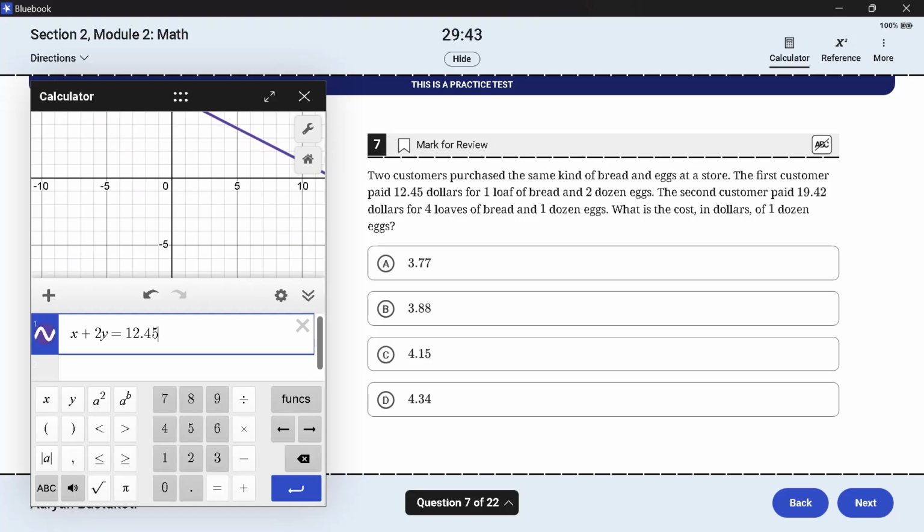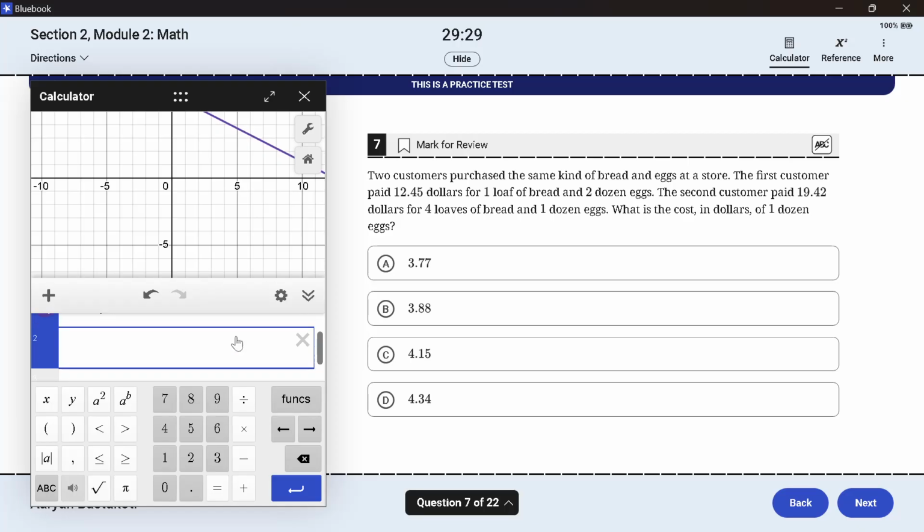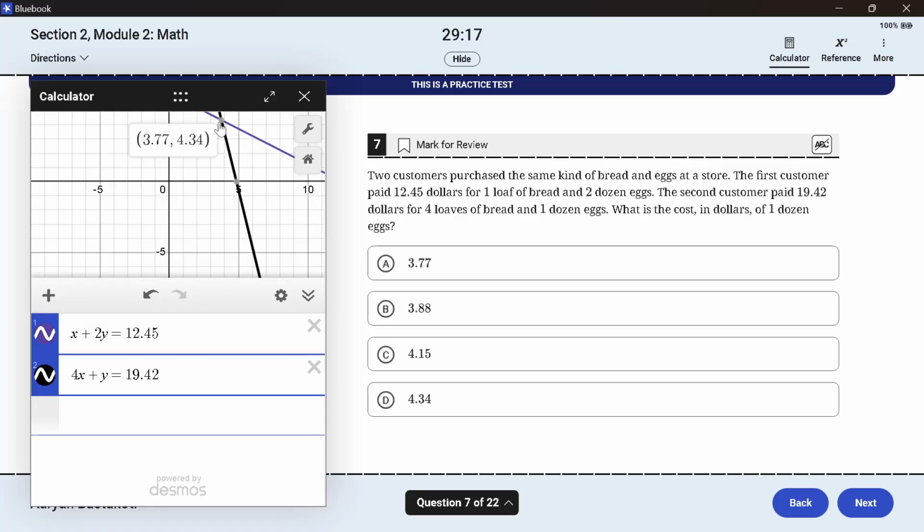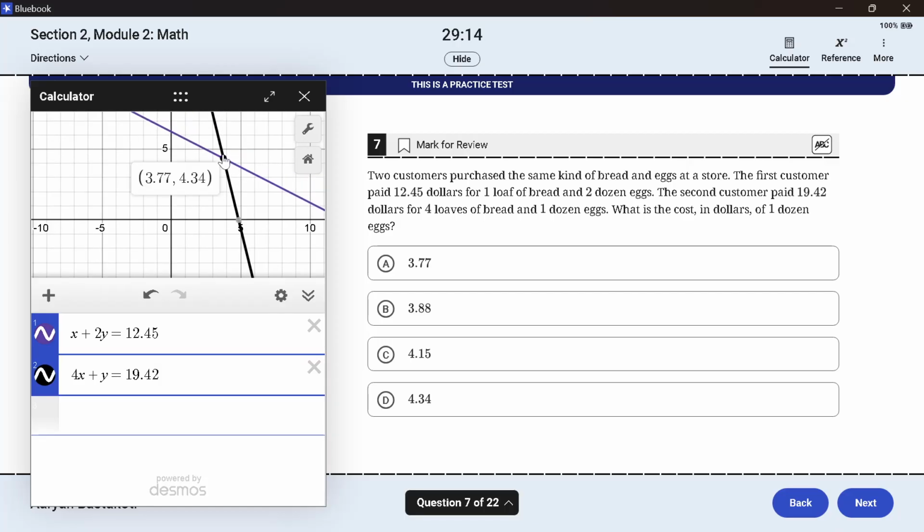The total amount paid is the bread plus 2 times the unit cost of the eggs, and the unit cost for 1 dozen eggs is Y. The total amount is 12.45. And again, for 4 loaves of bread, which is 4x, plus 1 dozen eggs, which is Y, the total amount is 19.42. So the intersection point is the amount for x and y. We need the amount for y. So 4.34 is the right answer. We assigned x, y, and this is the intersection point.